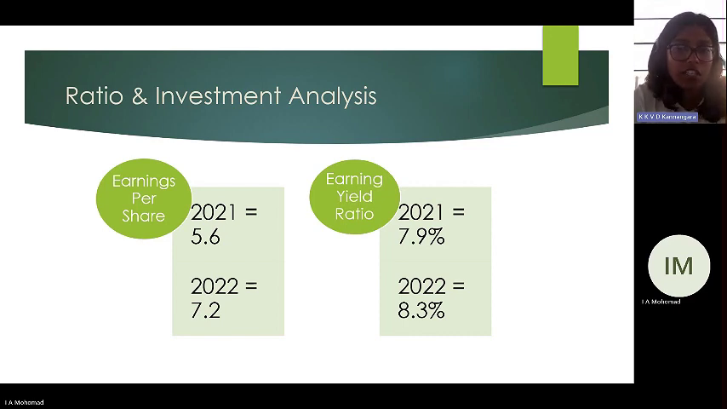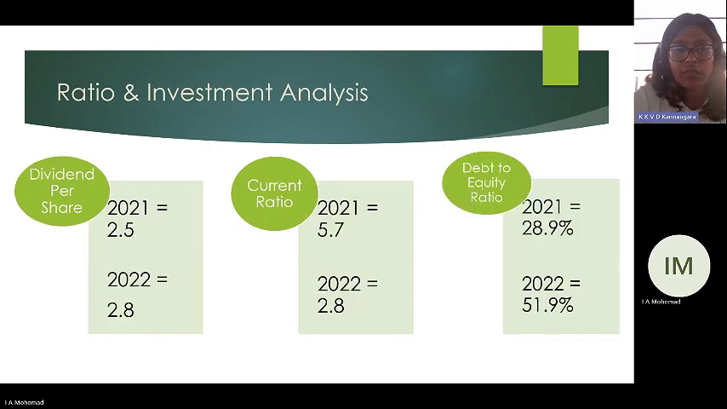Now, the earnings per share ratio shows how much the company has earned per share. As depicted here, it has increased from 5.6 rupees in 2021 to 7.2 rupees in 2022. Moreover, the earnings yield ratio has increased from 7.9% in 2021 to 8.3% in 2022, showing that the company is an attractive investment opportunity in terms of potential returns. When we calculated the dividend per share ratio, which calculates the dividend earned by an investor per share, it has also increased from 2.5 rupees in 2021 to 2.28 rupees in 2022.